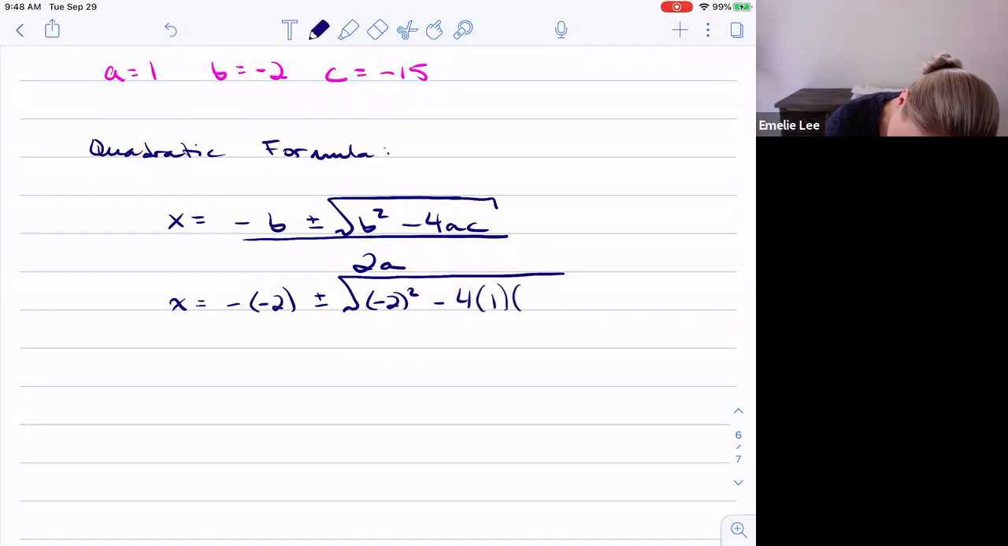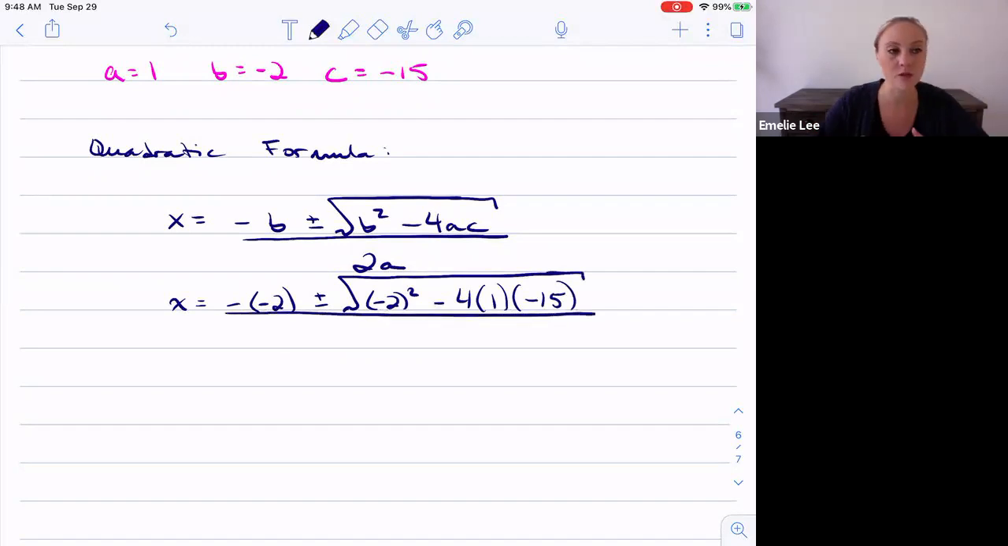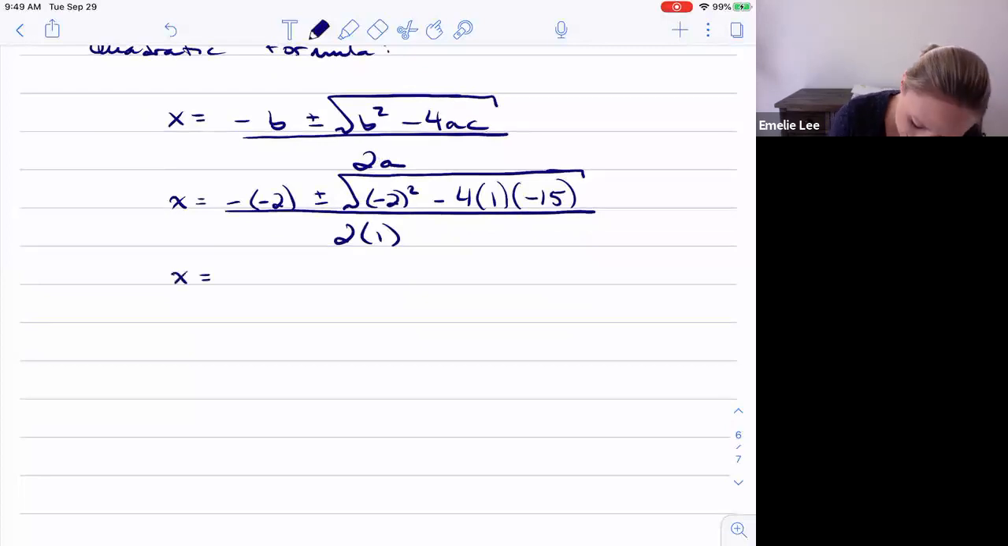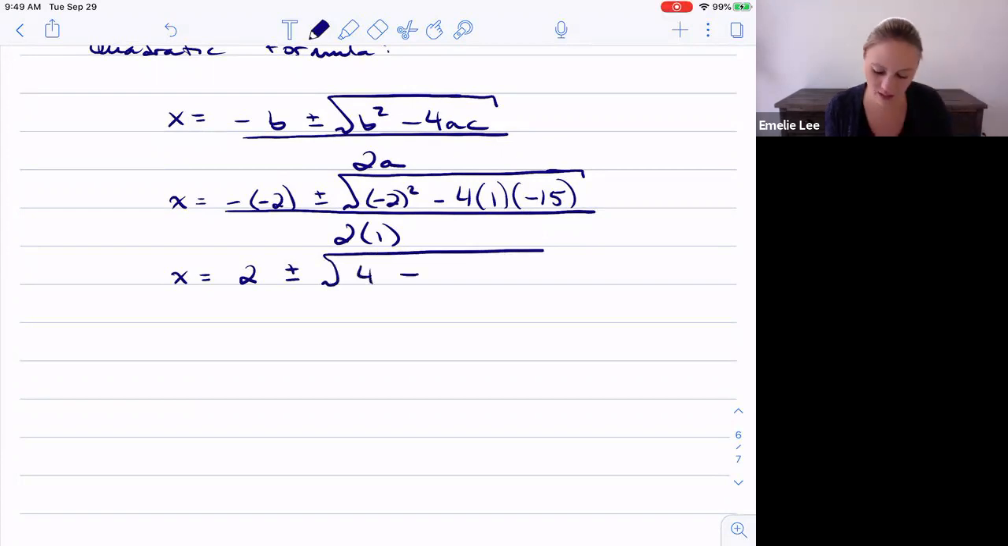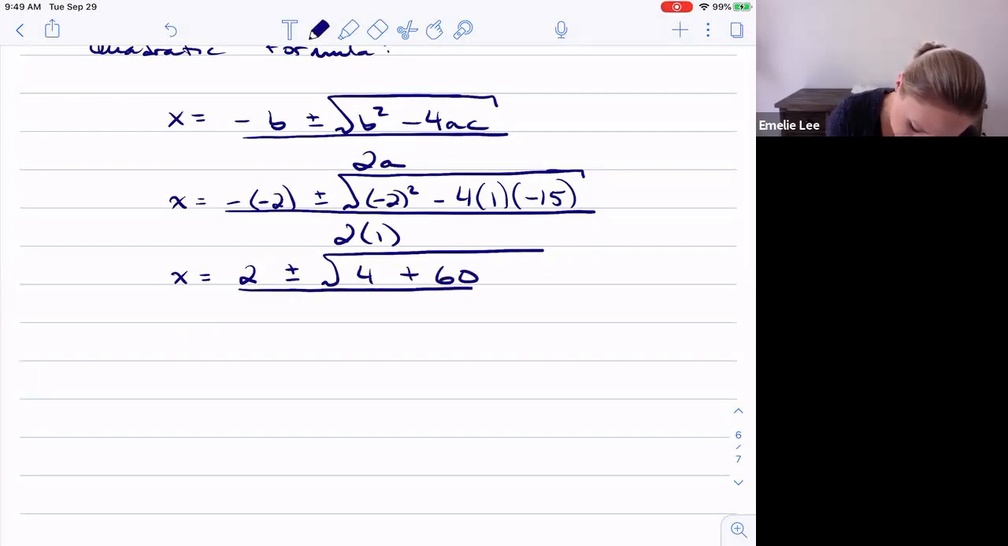Minus 4 times 1 times c, which is negative 15, all over, and it's really important that you extend that line all the way through, all over 2 times 1. So now I'm going to go through and solve this. So x equals negative negative 2 is just 2, plus minus the root of 4 minus 4 times negative 15, that times 1 doesn't matter, right? 4 times 15 is 60. So negative 4 times negative 15 puts me at positive 60, divided by 2.